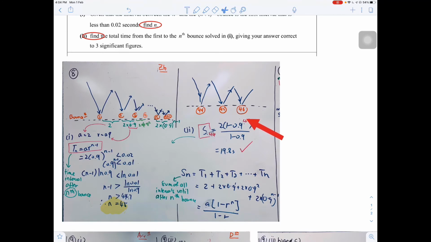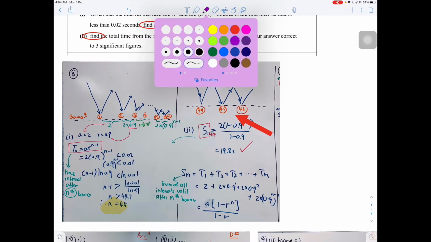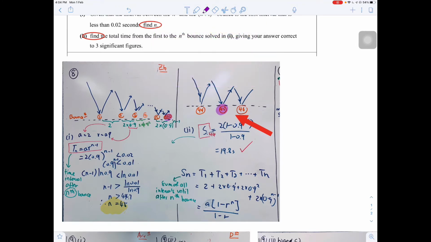Okay, but in fact, when n equals 45 in part 1, we actually want to reach up to this point only. So you want to reach up to this point, right? That means this 45 over here is actually n plus 1. So if we want to use a formula in terms of n, the n must be equal to 44.